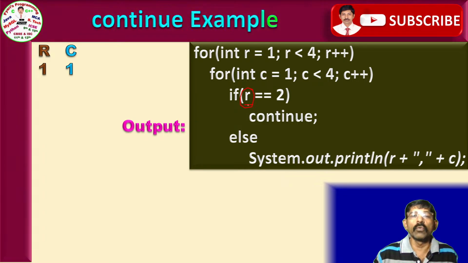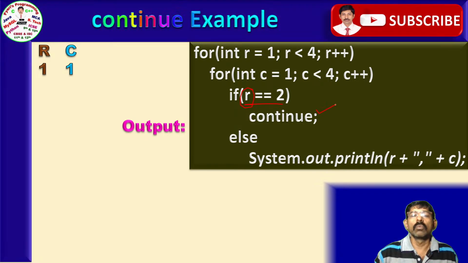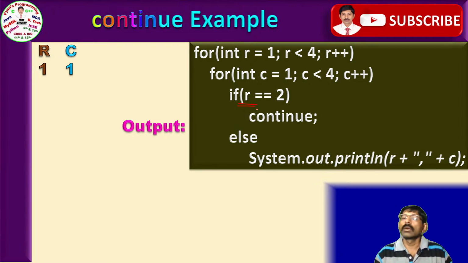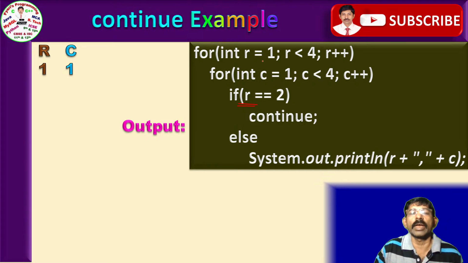Already I have shown you, when R value is 2, then only it will use continue. We have already used break over here instead of continue in the previous example, where I told how to use break. Condition is applied on R, and based on that we have to do the dry run. I have told you the shortcut mechanism, 10th class.